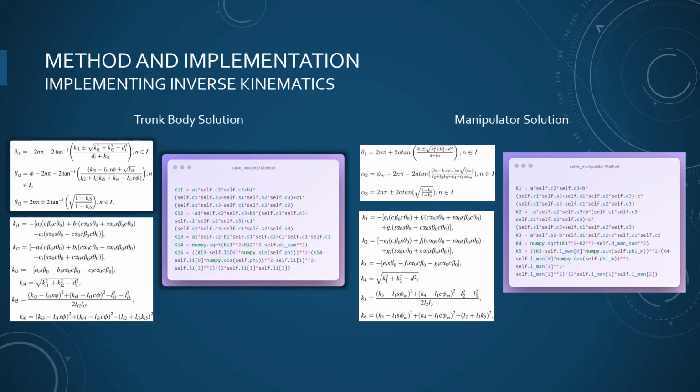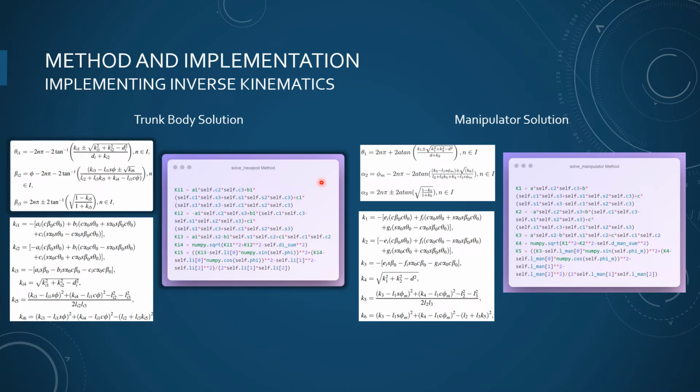Next part is implementation of inverse kinematics. The left part shows the trunk body solution in which the theta i1, beta i2 and beta i3 equations are shown and the corresponding Ki1, Ki2, Ki3, Ki4, Ki5 and Ki6 values are calculated. And this is implemented in the solve hexapod method.